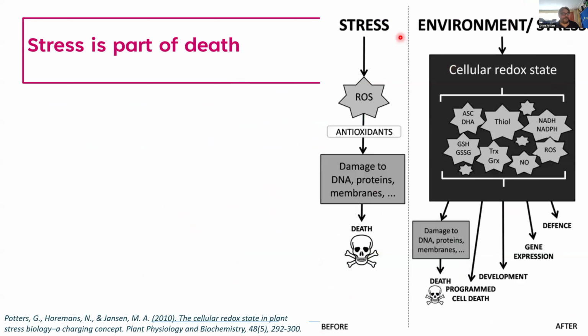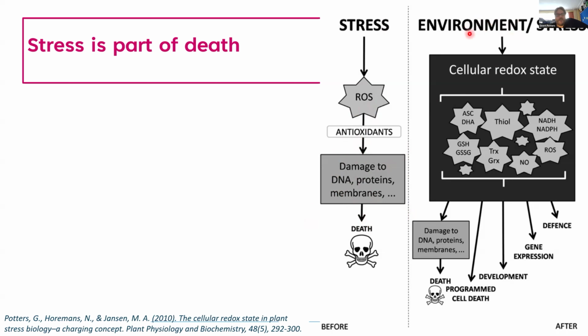We even came up with a more complex idea about that. Again, you can read this. This is the one. The before here is the basic idea of how people think about stress. You have a stress, you have the reactive oxygen species, the antioxidants play with it, and then you have damage, and then you have the death of the plant. That's what I just explained.